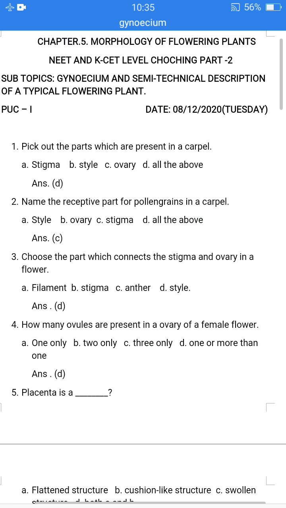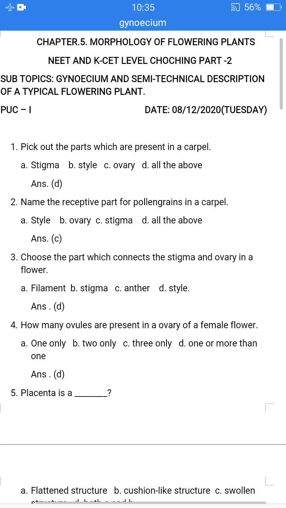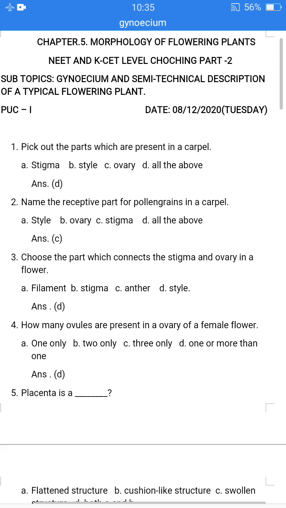Next, second question. Name the receptive part for pollen grains in a carpel. Option A, style. B, ovary. C, stigma. D, all the above. You know, in a female flower, generally one part helps to receive the pollen grains from the agents. What is that part from these options? It is nothing but option C, stigma, which is present at the top of the flower, helps to receive the pollen grains for the purpose of pollination.